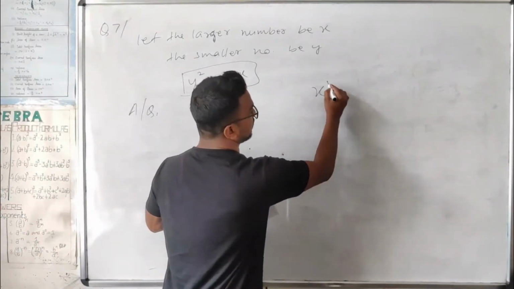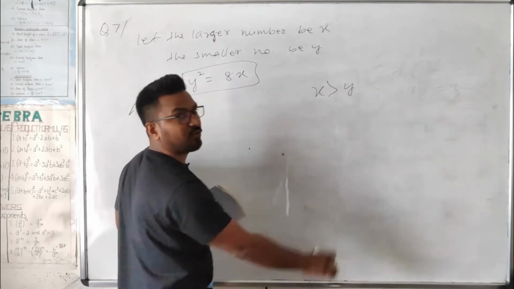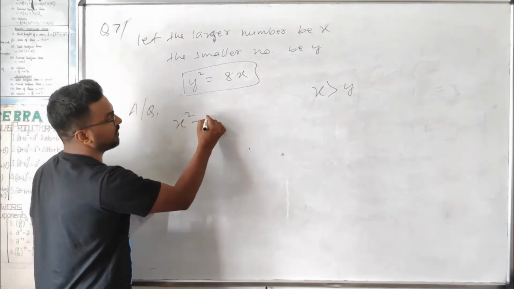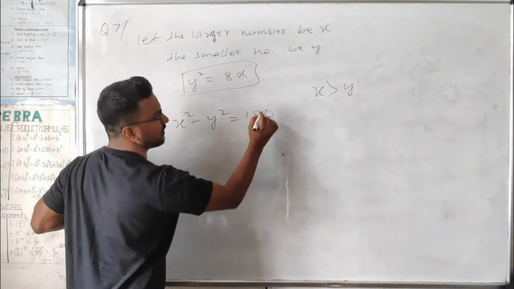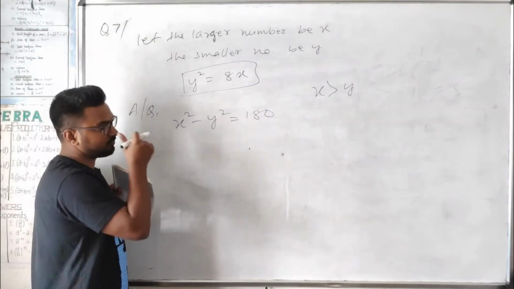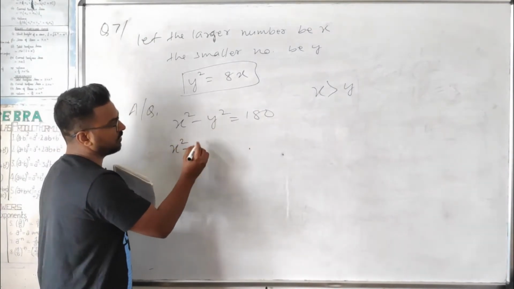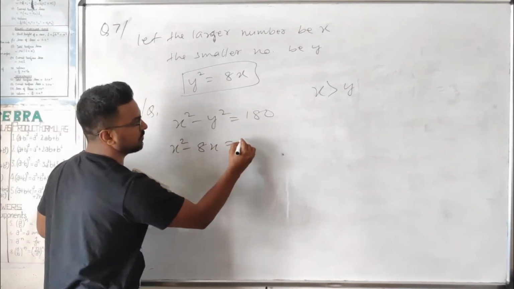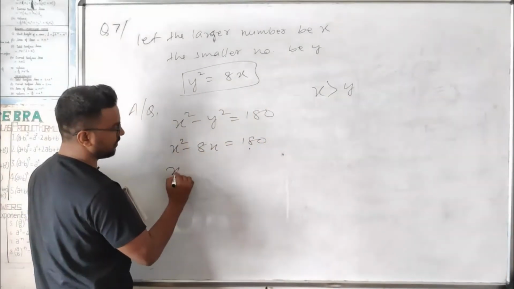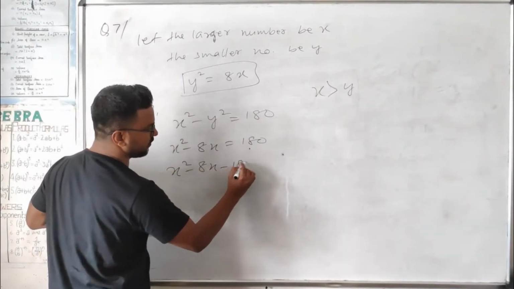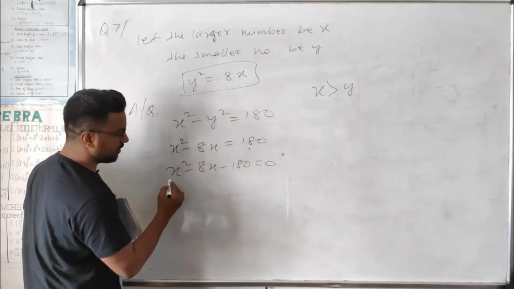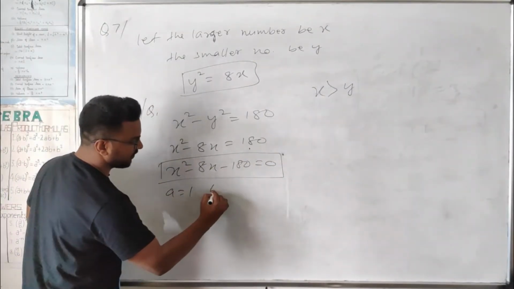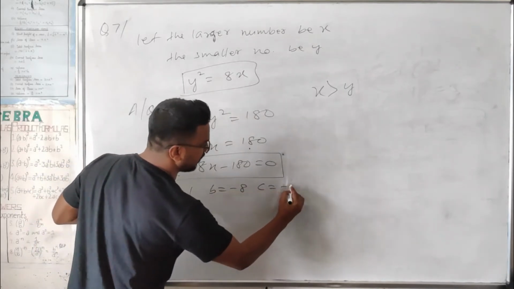So x is greater than y. So x square minus y square is equals to 180, right? Fine. So x square we will write like this. What is y square? Y square can be written as 8x, equals to 180. Bring it to the other side, it will become x square minus 8x minus 180 equals to 0. So here it forms the quadratic equation. So you find a equals to 1, b is minus 8, c equals to minus 180.